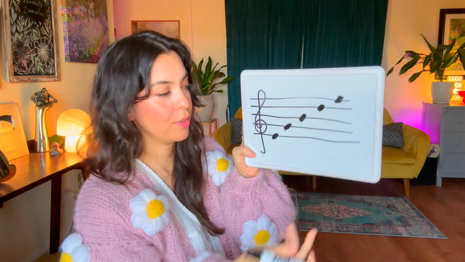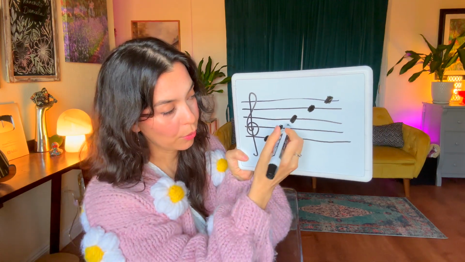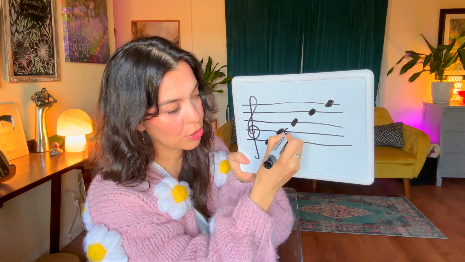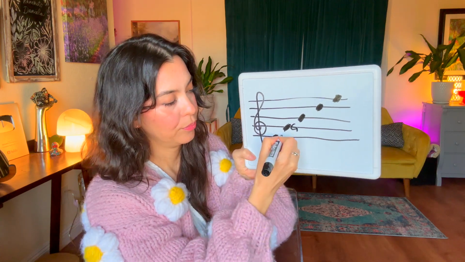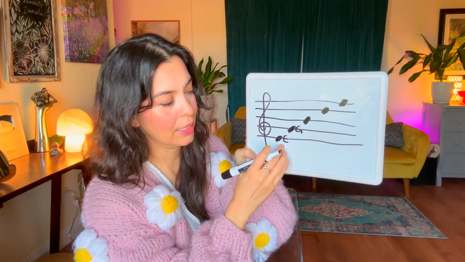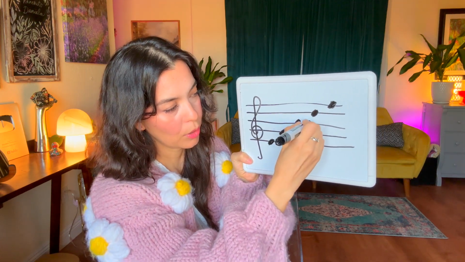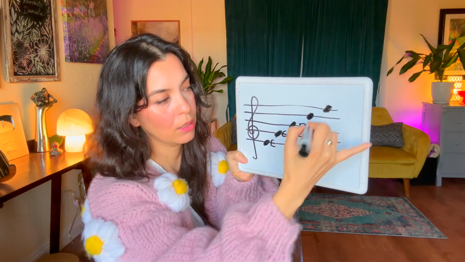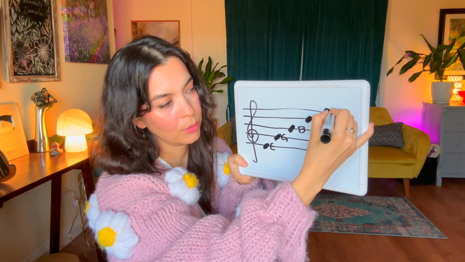The names of the notes here that are on the lines, well, you already know this one. You already know G, so you can write a G next to it. But actually, let's back up. The one on the first line from the bottom is E, then G, then the one on the middle one is B, the next one is D, and the last one is F.